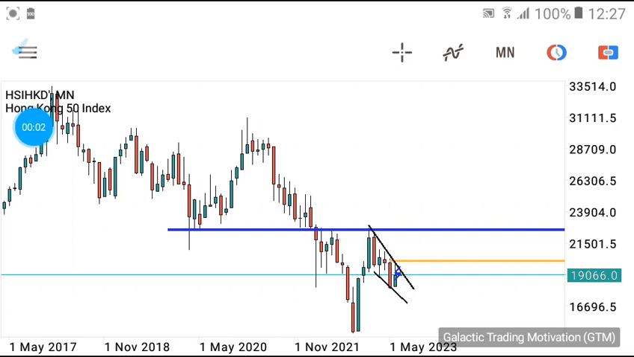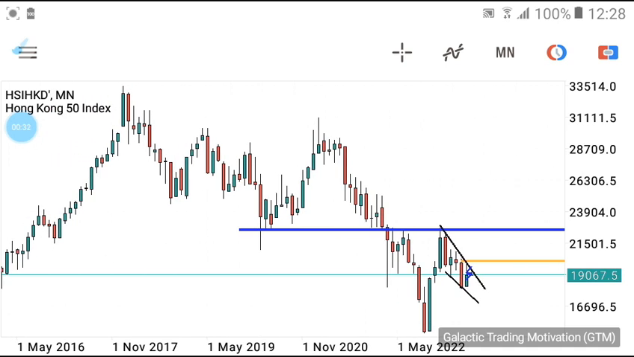This video is based on the technical analysis of Hong Kong 50, which is also known as HSI. At this point in time, we're on the monthly chart. What we'll do in this video is identify the market structure of HSI, market patterns we should be paying attention to, key support and resistance levels, important candlestick patterns, as well as potential buy and sell levels. So without wasting any further time, let's get straight into the actual technical analysis.